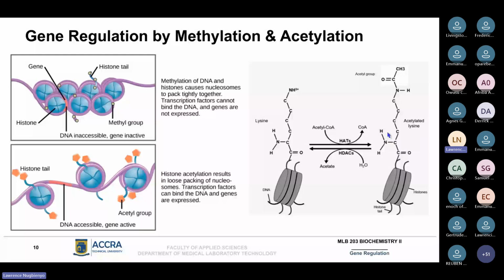By that, then you have the unwinding of the DNA from the histone proteins, so that the portion of the DNA, the gene that is to be transcribed, becomes accessible. That is the mechanism by which acetylation causes the activation of the gene.